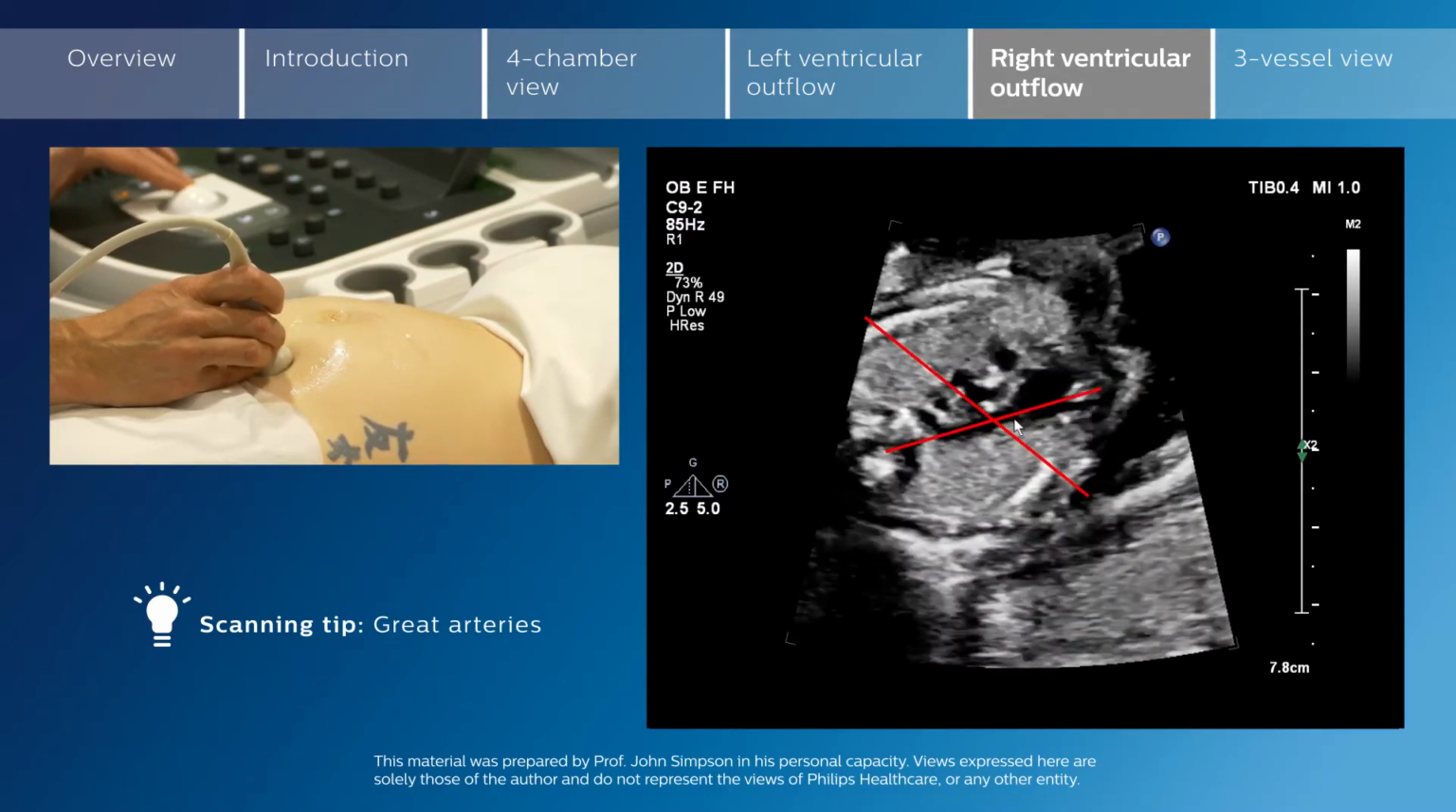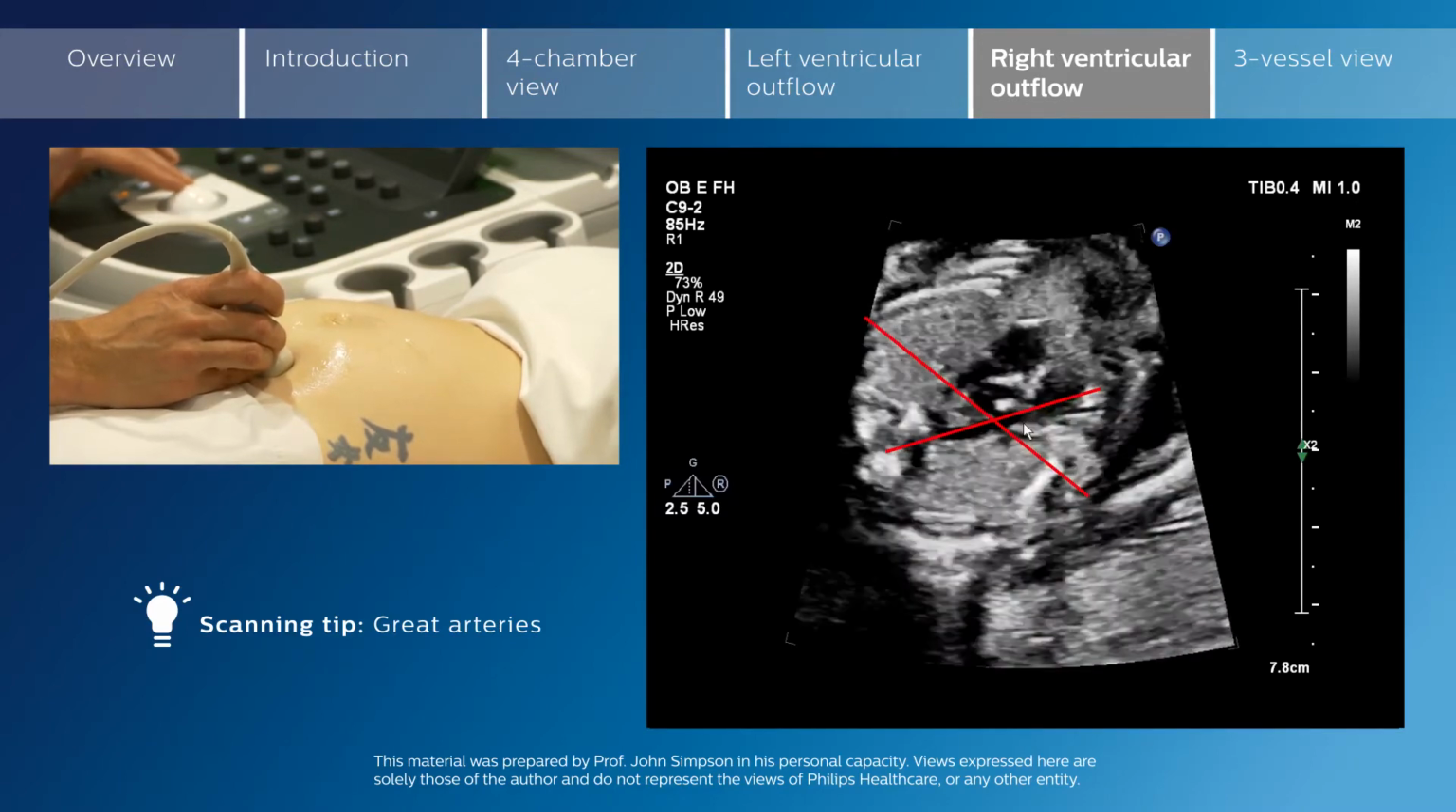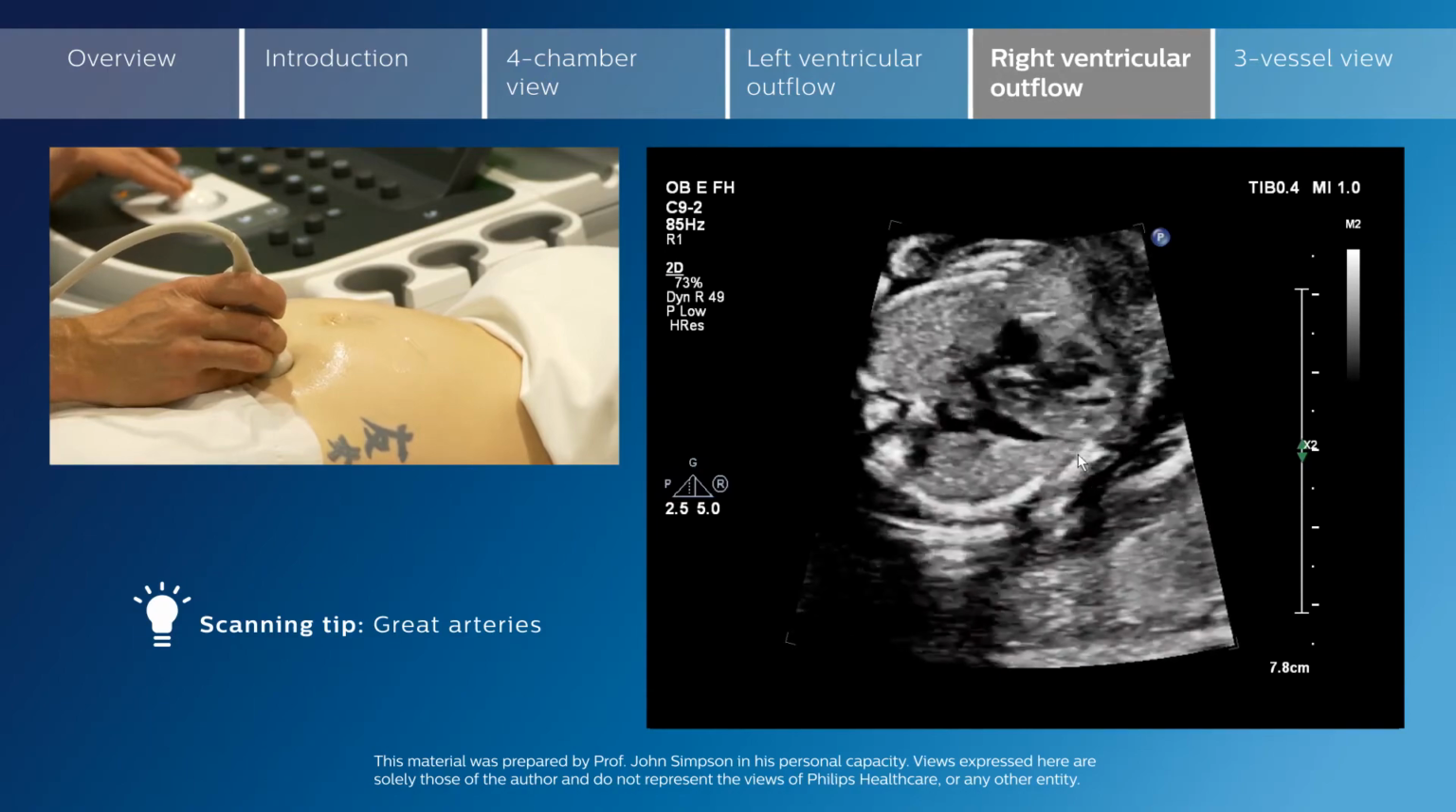You should not see the vessels as they leave the heart lying in parallel. That would be strongly suggestive of transposition of the great arteries.